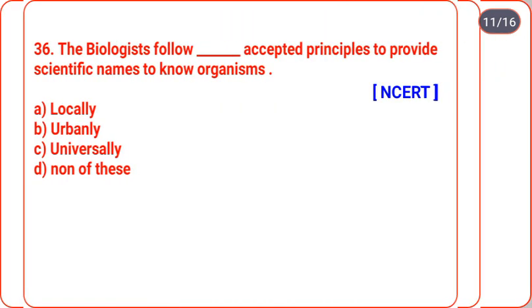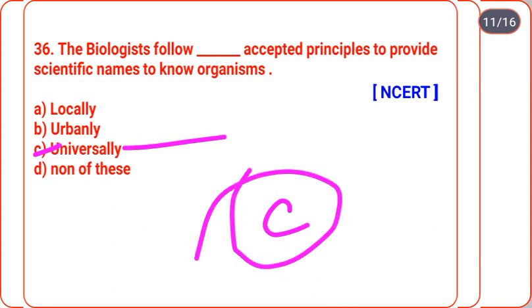Okay, next, question number 36. The biologists follow dash accepted principles to provide the scientific name to known organisms. Option A locally, option B urbanly, option C universally. Yes, it is our correct answer. Option D none of these. So universally is the correct answer. Biologists follow universally accepted principles to provide the universal name. So here option C is our correct answer.